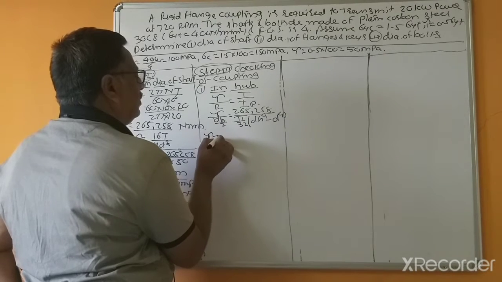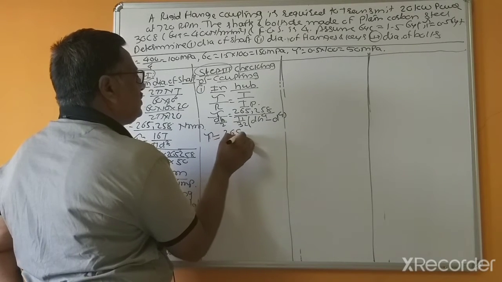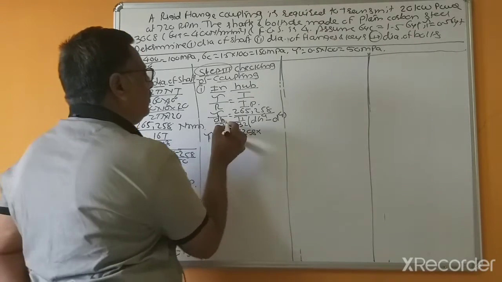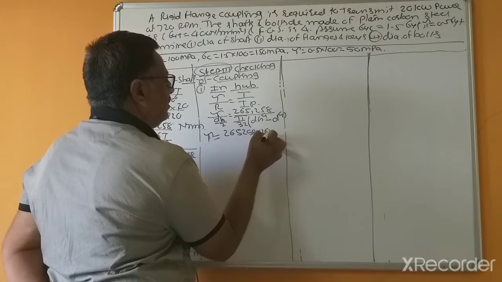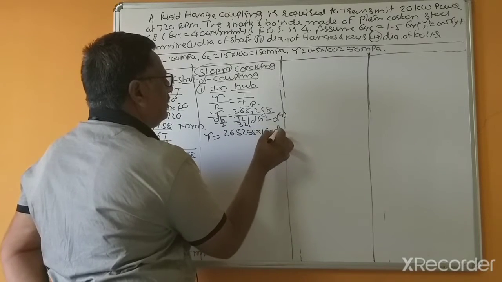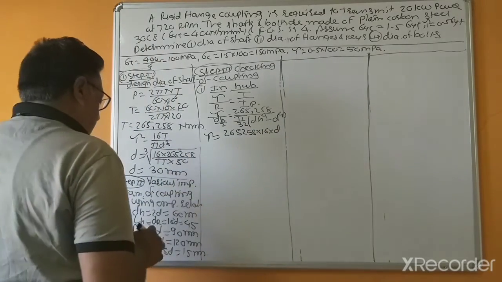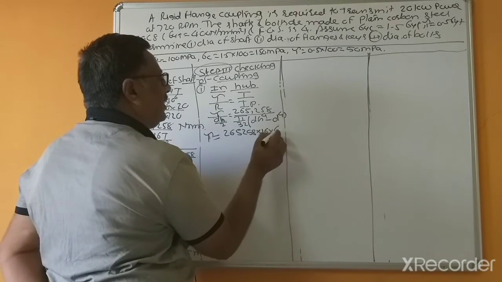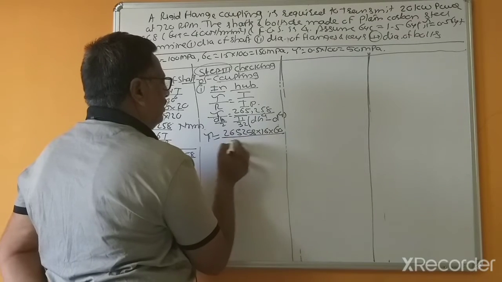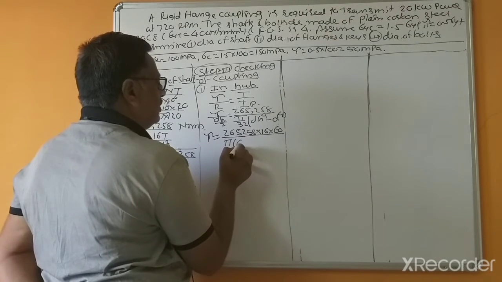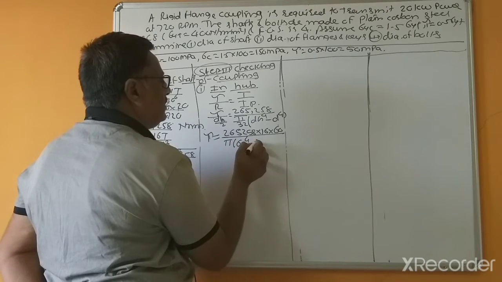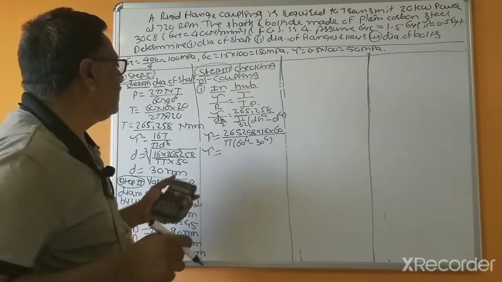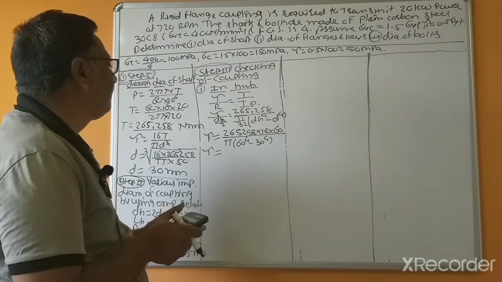Now this is 265,258 multiplied by 16 multiplied by the diameter of the hub. The diameter of the hub is equal to 60. So directly I am writing 60 divided by pi, (60 raised to 4 minus 30 raised to 4). This value should be less than 50.